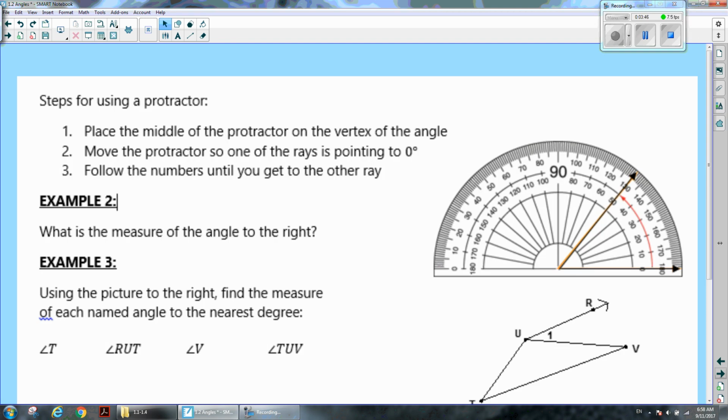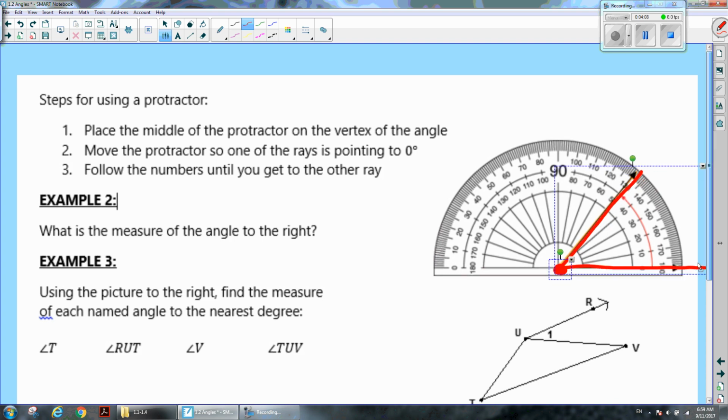So we have some steps for using a protractor. We're going to place the middle of the protractor on the vertex of the angle. It's kind of hard to see, but here's our angle, here's the vertex. This middle of the protractor is right on the vertex. We want to move the protractor so one of the rays is pointing towards 0. Here's a ray, here was 0, it's pointing directly towards 0.